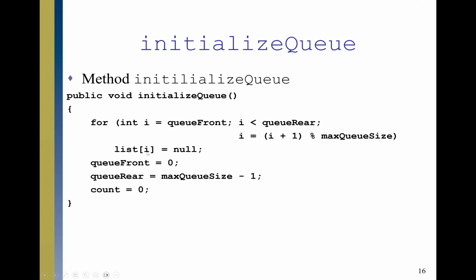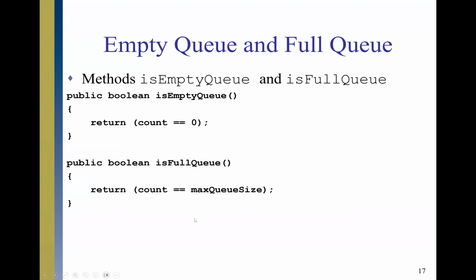Now we initialize the list to null. We make sure the front is 0 index and the rear is 99. And also the count is 0. So basically we destroy everything, we remove everything. And we use the for loop to go through all the items. Set it to null, set the front to 0, the rear to 99, and the count is 0.